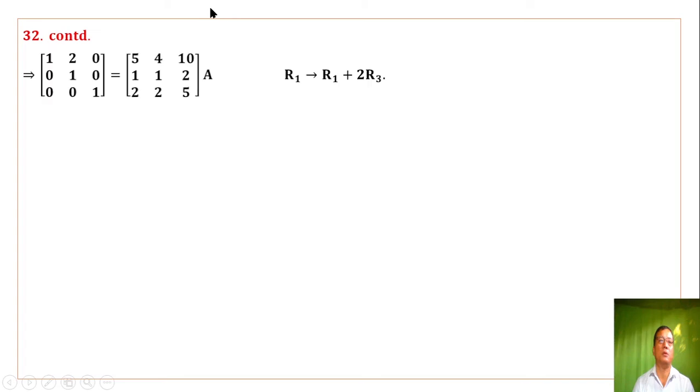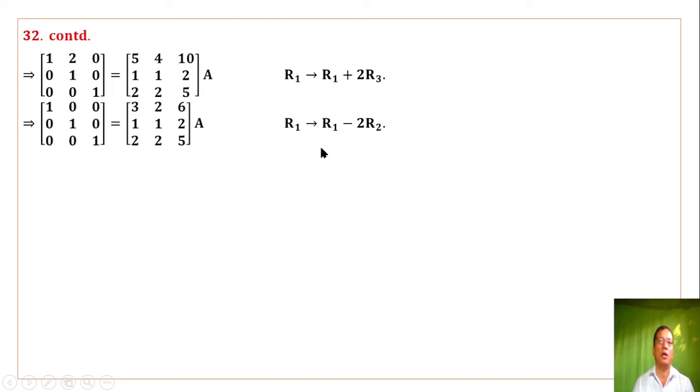After this, row 1 is obtained by row 1 plus 2 times of row 3, and the new row 1 is row 1 minus 2 times row 2. Their product is I, therefore A inverse equals this.